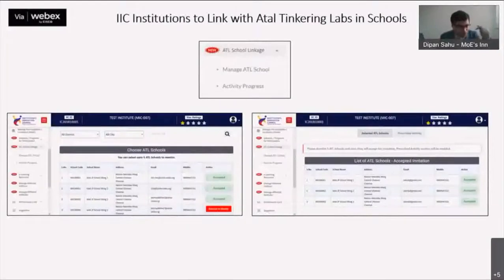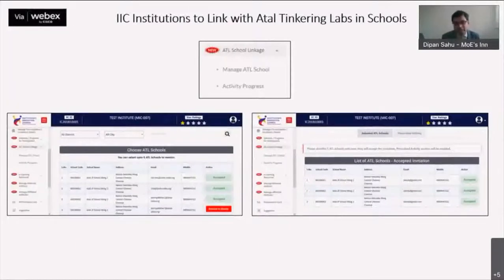They have to first see the list of Atal Tinkering Labs that exist in their district, and they have to approach them, call them, and coordinate with them. They have to explain how they are going to help them and how IIC institutions will help guide them in making that Atal Tinkering Lab an epicenter of innovation and entrepreneurship for school kids.